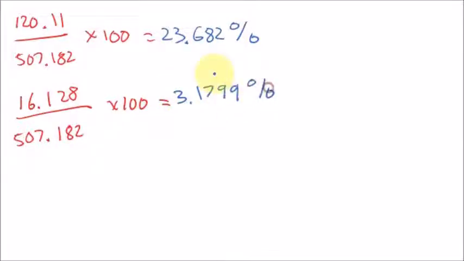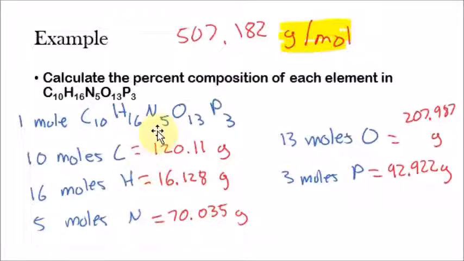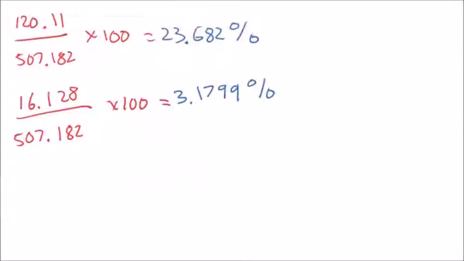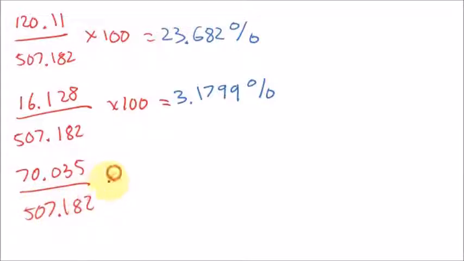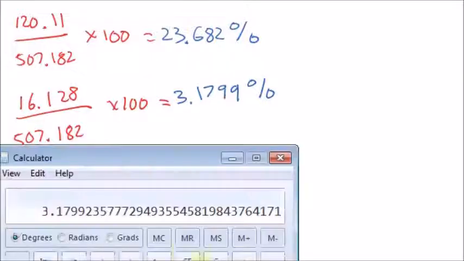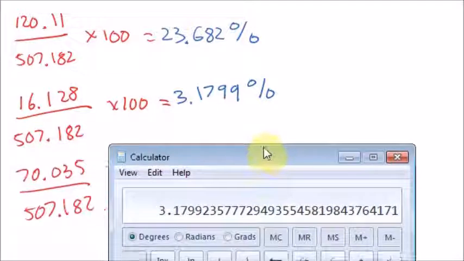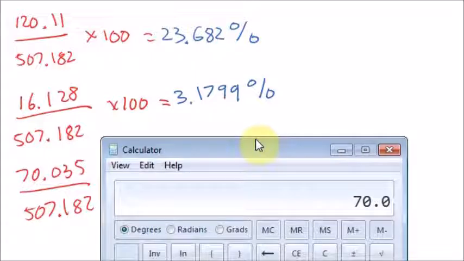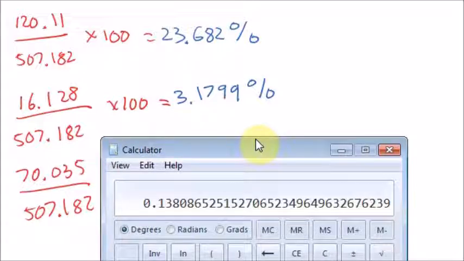Next one. So 5 moles of nitrogen for nitrogen. So take this and divide it by that, same thing. 70.035 divided by 507.182. Multiply that by 100, and we'll get 13.809%.